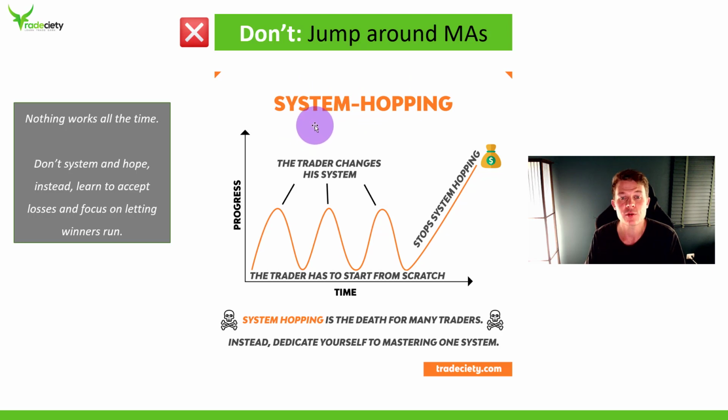And what you shouldn't be doing now is jump to the next moving averages, or look at your last trades and ask yourself, what moving average would have avoided those losses? And then you just keep using those moving averages. That's really bad, because this is what we call system hopping. It's introducing a lot of noise, inconsistencies.